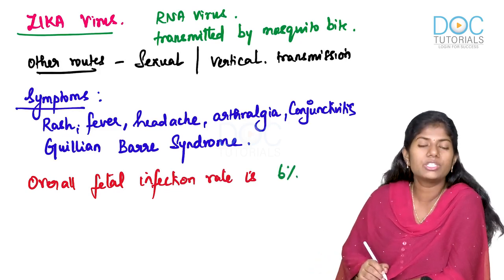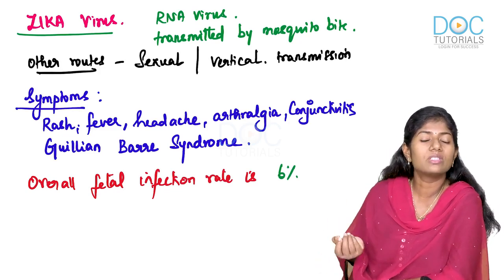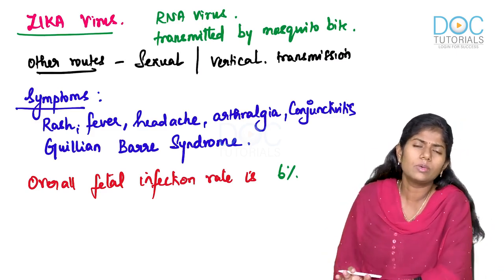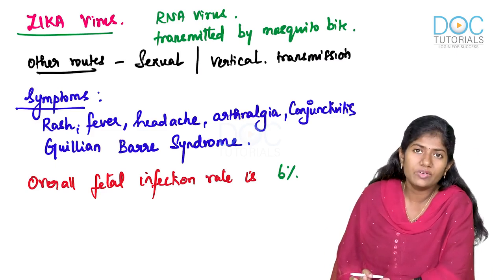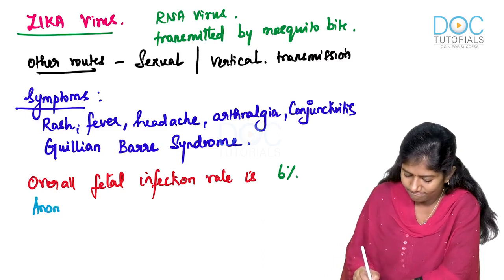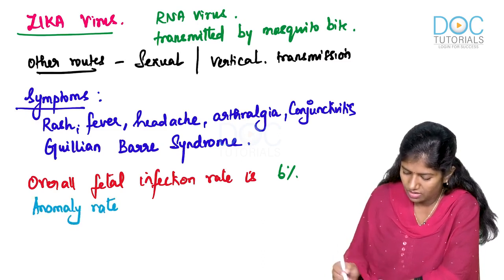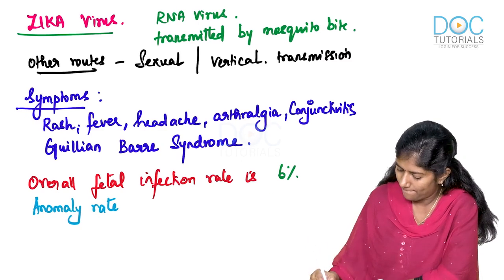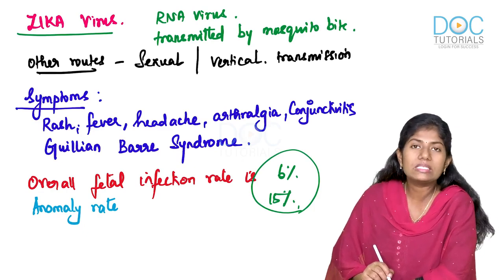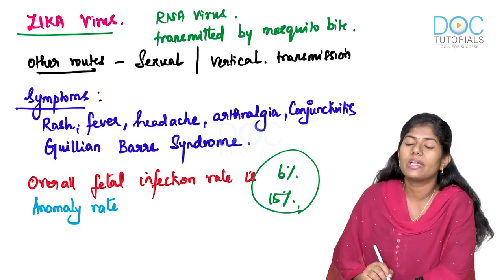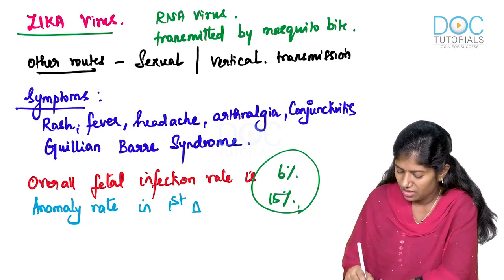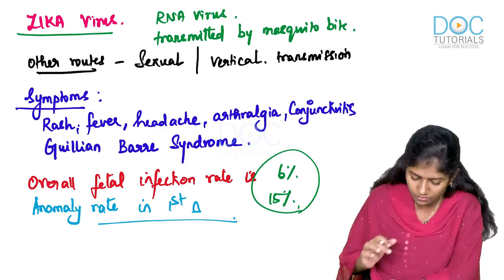Out of the 6%, the anomaly rate if the infection occurs in the first trimester is 15%. The first trimester is the most vulnerable period for the fetus to develop anomalies, right? Two important numbers to remember: the infection rate is 6%, and the anomaly rate if infection occurs in the first trimester is 15%.